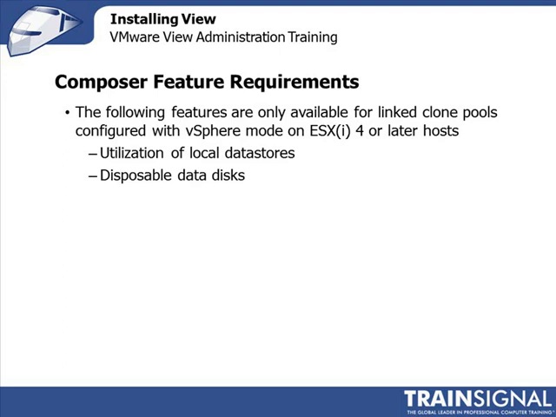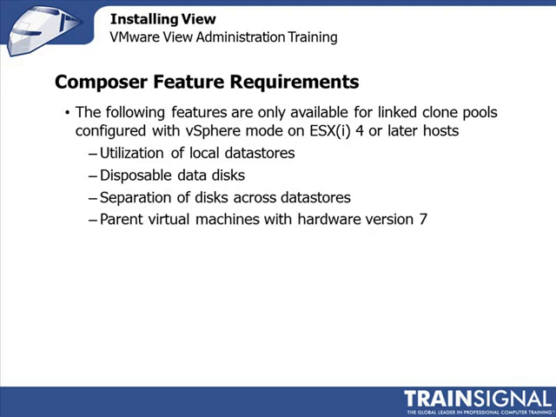Disposable data disks help to speed up the refresh operation of the View Composer desktop pool by placing all of the unnecessary data into a disk that can be easily deleted. When using vSphere mode, you'll be given the option to separate the different disks that make up a Composer-based desktop across different data stores. This can be very useful for tiering your disks to put the high I/O on higher-end disk and the low I/O disks onto lower-end disk.